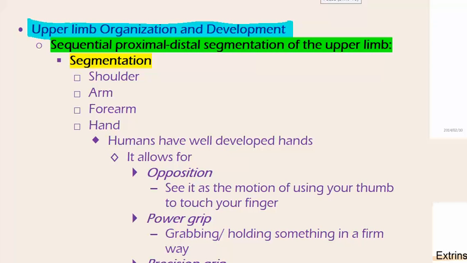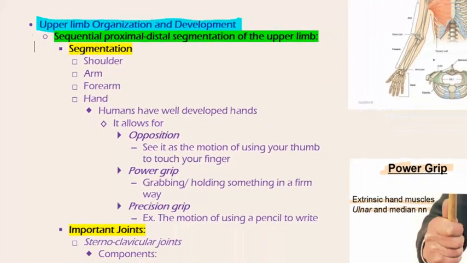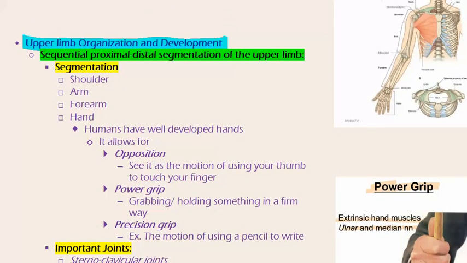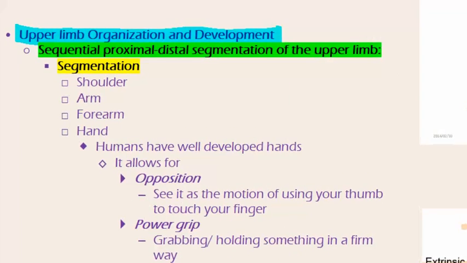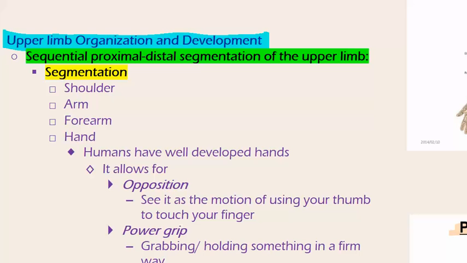All right, so we're beginning off with upper limb organization and development. So we're going to be considering the sequential proximal distal segmentation of the upper limb.